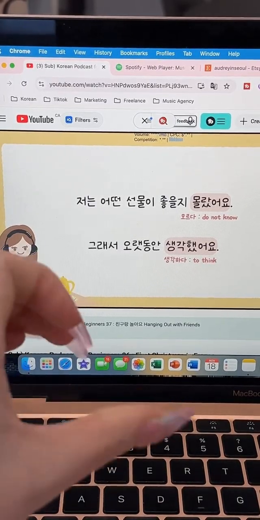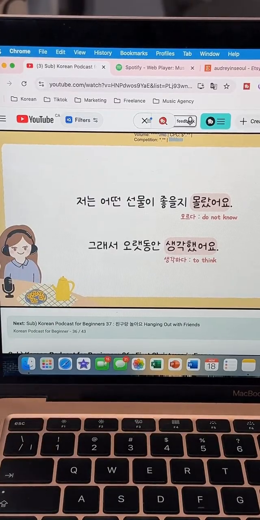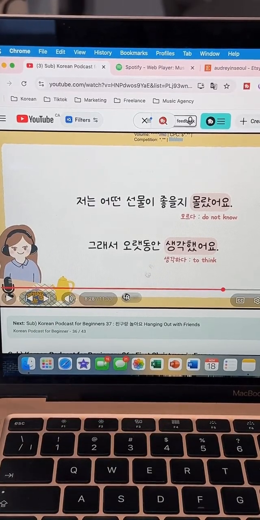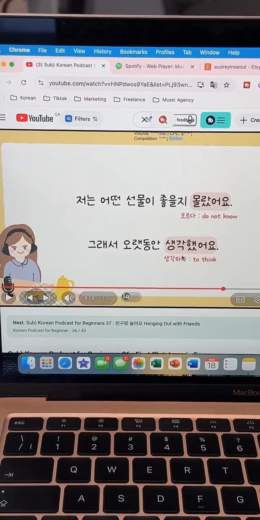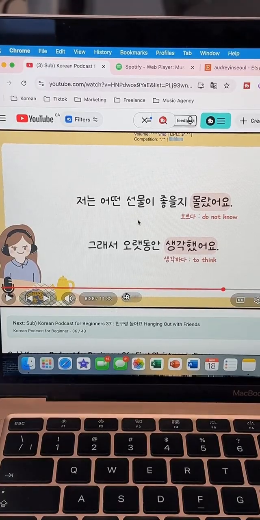So yes, we have 동안, for a long time, and then we have 생각했어요 from the verb 생각하다, to think. Double shift under here, so we know it isn't the past tense. So therefore, in other words, she thought about it for a long time because she didn't know what would be a great gift for her, I guess, in-laws, right?